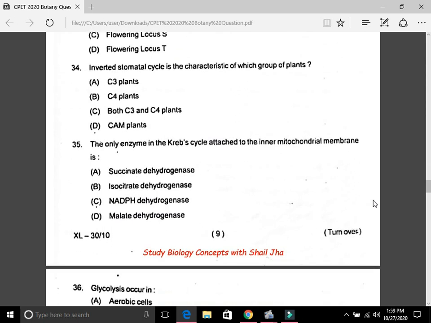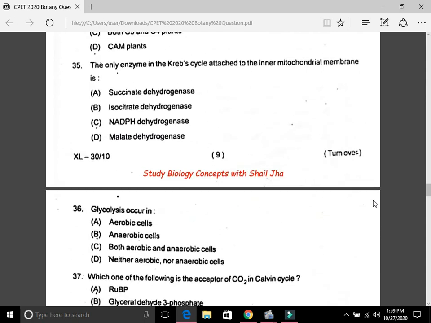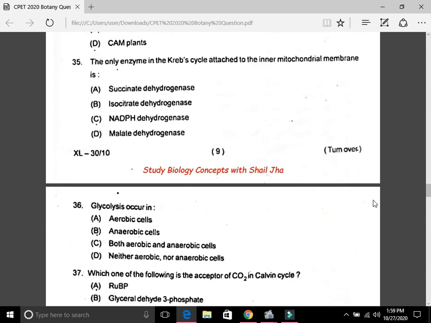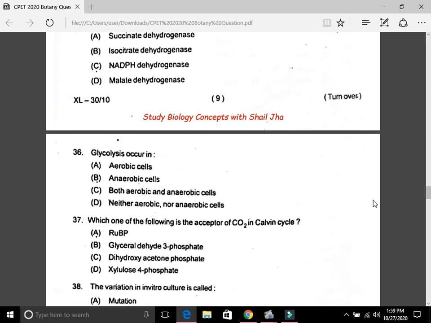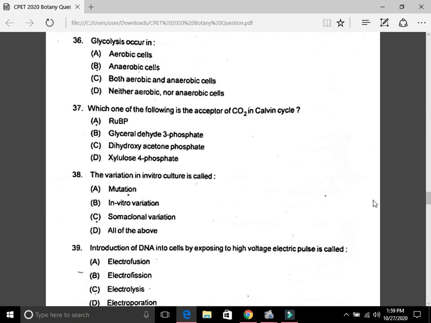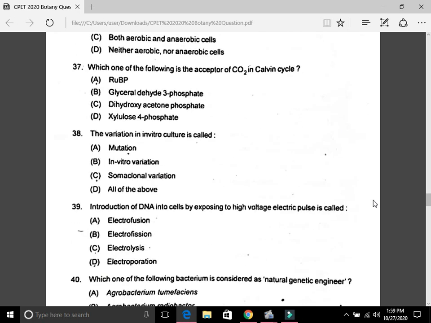Question number 34. Inverted stomatal cycle is the characteristic of which group of plants? The answer is D, CAM plants. The only enzyme in the Krebs cycle attached to the inner mitochondrial membrane is A, succinate dehydrogenase. Glycolysis occurs in C, that is both aerobic and anaerobic cells.